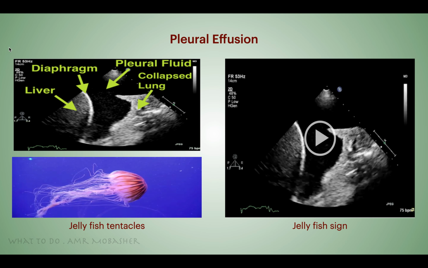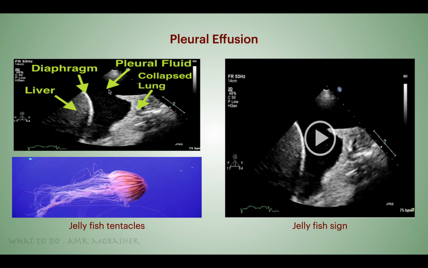Second problem, pleural effusion. The ultrasound is generally very sensitive in detecting pleural effusion. In chest X-ray, you need at least 500 ml of fluid to be detected, but ultrasound can detect a minimal amount of pleural effusion. So, how does it look?